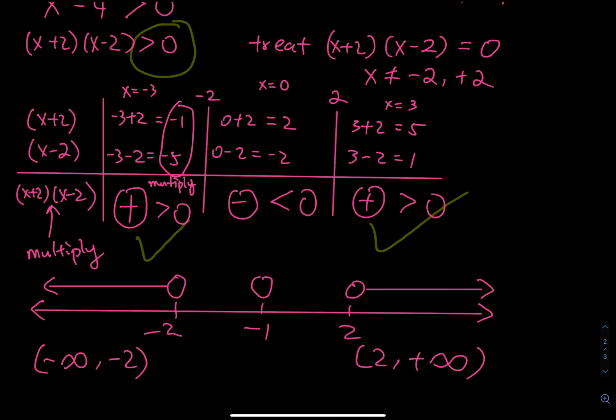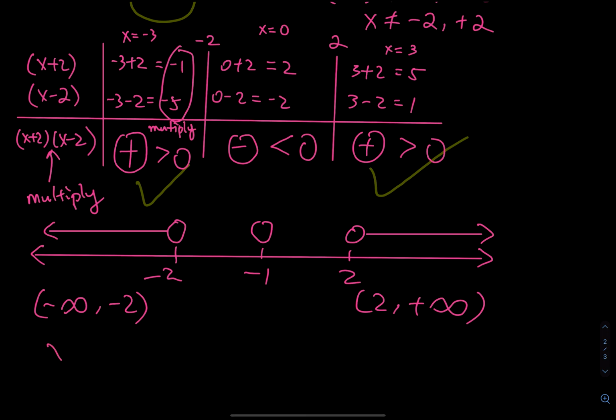So I said x cannot be equal to -1, which is fine, because when you take these two intervals as the domain, there is no -1. Okay, so that is x less than -2, x greater than positive 2. So that is your domain.